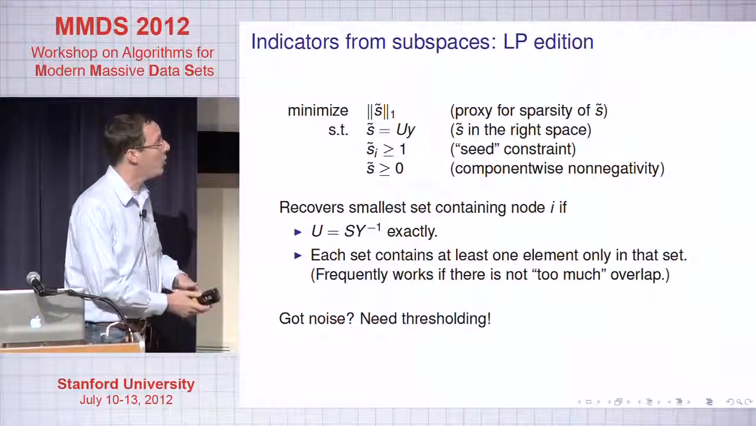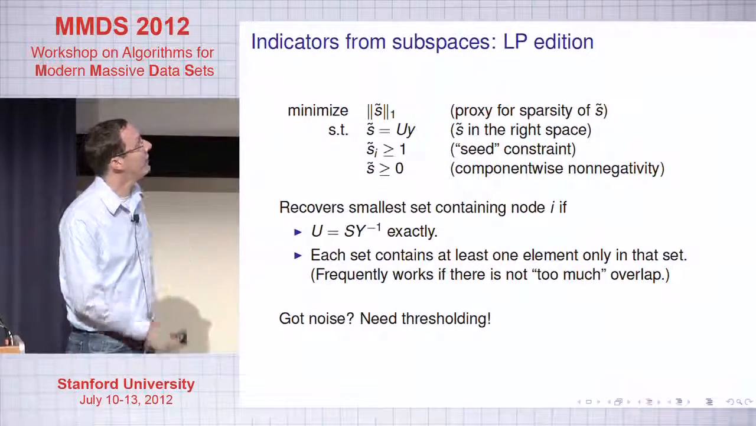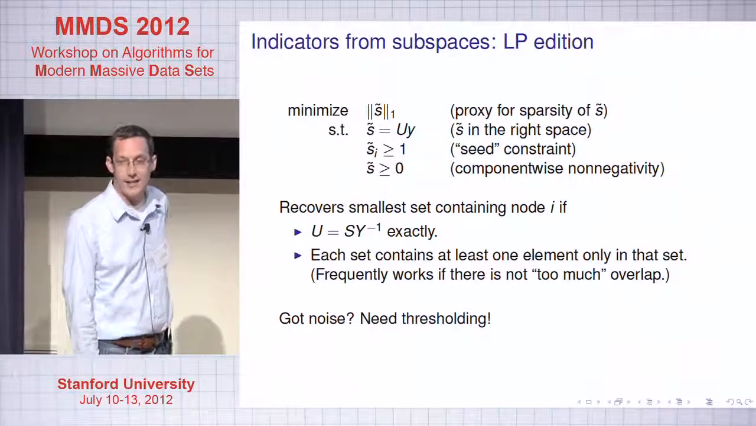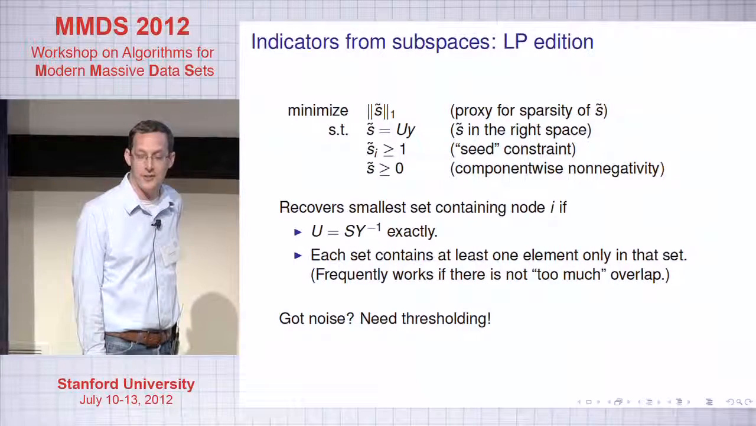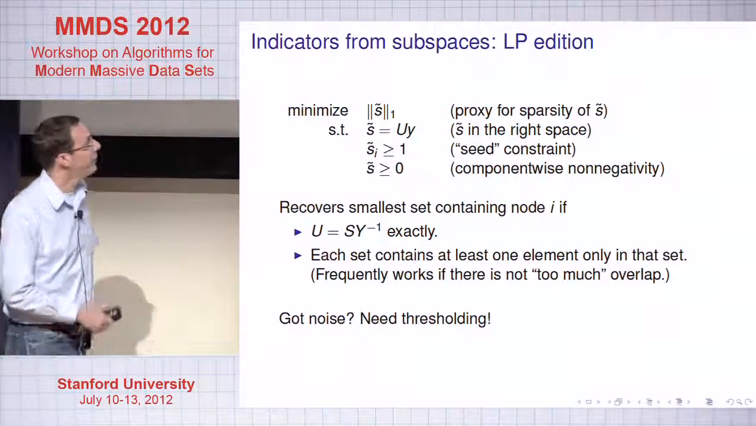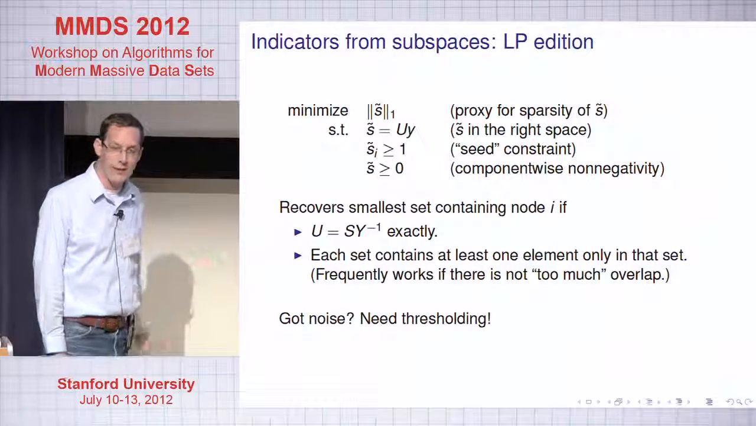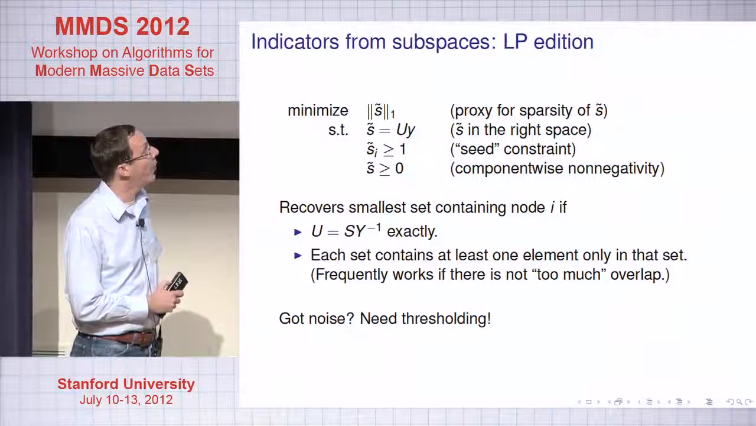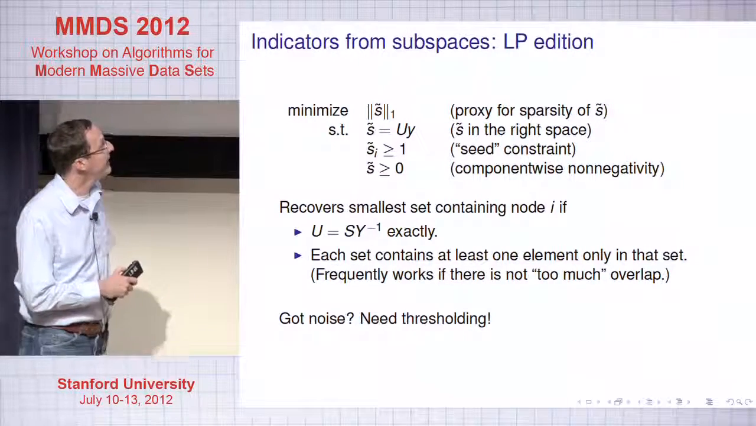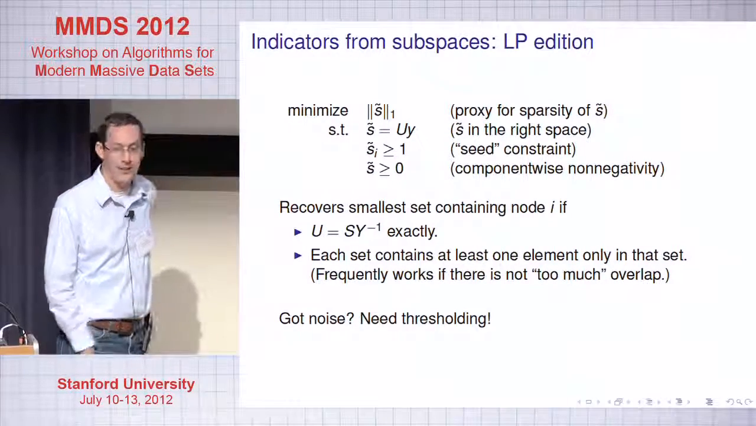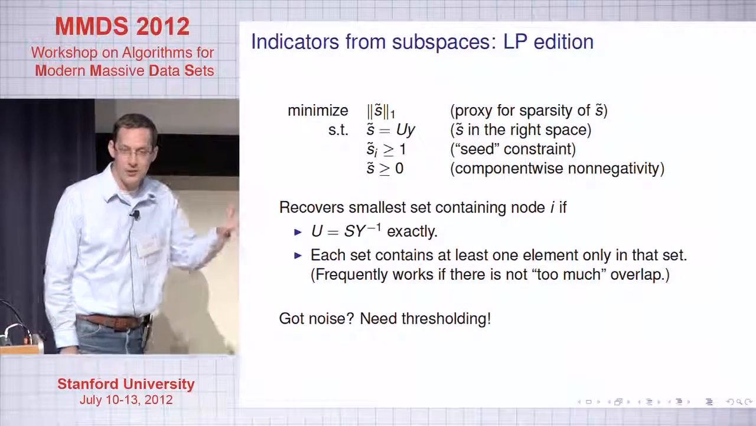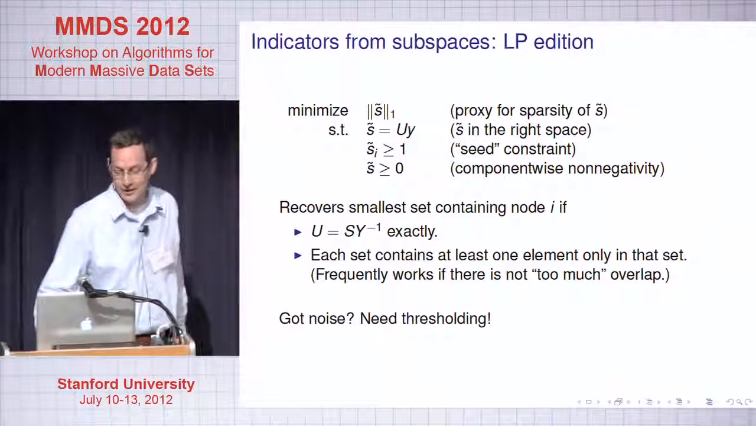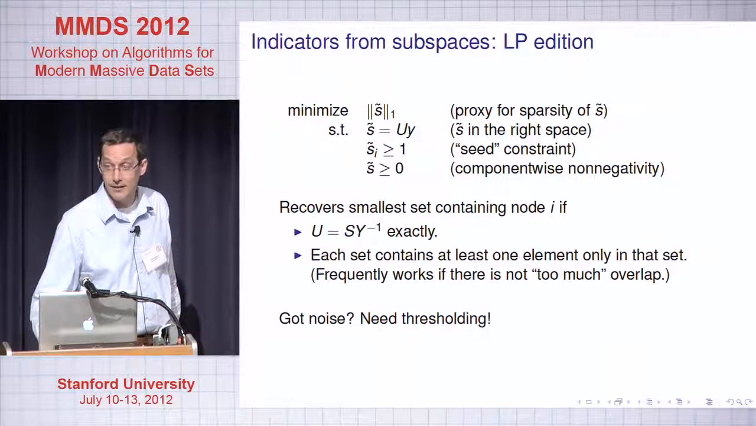And in fact, you can show that if your matrix U were exactly equal to some scrambled up version of a set of indicator vectors for communities that you were interested in, and each of those communities contained at least one element that was in no other community, then when you do this linear program, you're always going to pull out the indicator vector for the smallest community containing your seed node. If there's 2 communities of the same size, you may pull out a linear combination of those indicator vectors, but that's sort of a degenerate case, right?